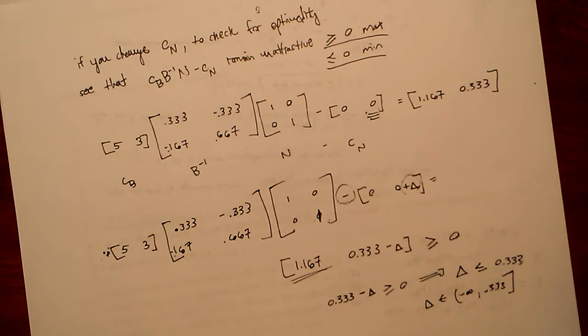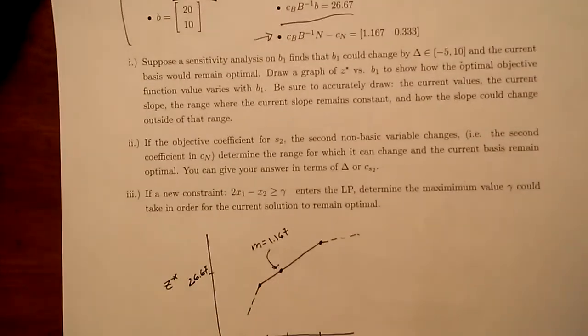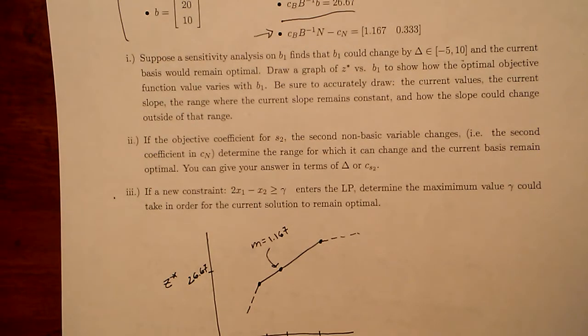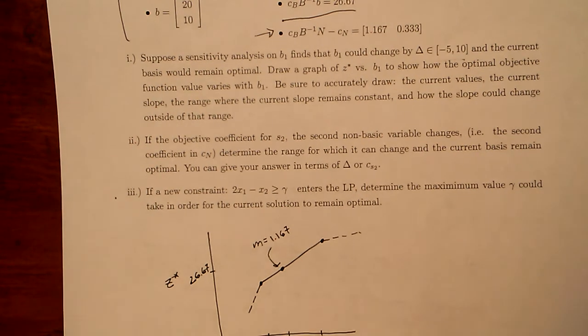Now let me go on to part III. Back to the problem sheet. It says we have a new constraint: 2x1 minus x2 greater than or equal to gamma. If this enters the LP, the question asks you to determine the maximum value gamma could take in order for the current solution to remain optimal. Okay, so let me go back to this scratch paper.